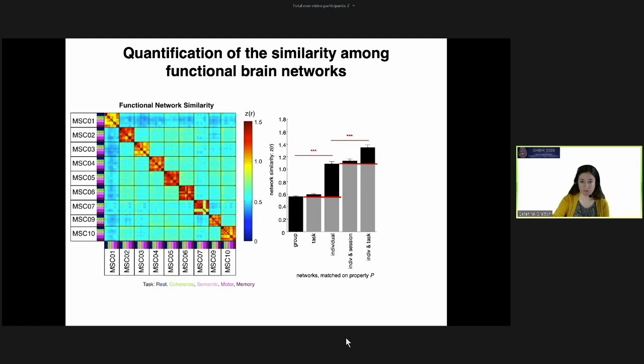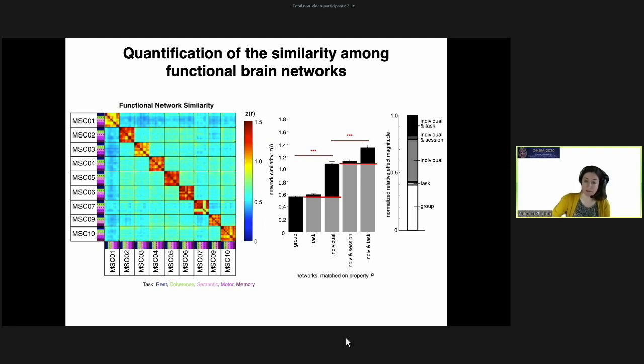Now, all of these effects were present and significant in this data, but I want to emphasize that they differ substantially in their magnitude, such that functional networks were dominated by stable features like similarity across the group and individual specific factors, with only much more minor or modest effects of day-to-day variability and task state.